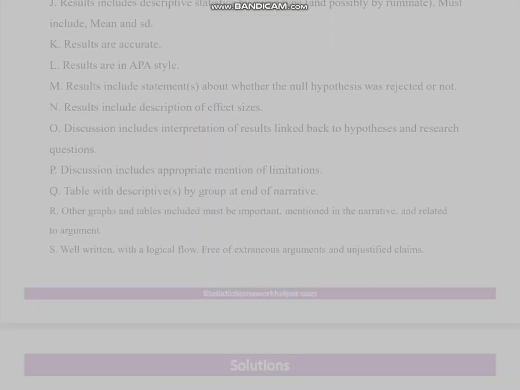I. Purpose of study contains type of analysis with justification. J. Results includes descriptive statistics by game type, and possibly by ruminate. Must include mean and SD. K. Results are accurate. L. Results are in APA style. M. Results include statements about whether the null hypothesis was rejected or not. N. Results include description of effect sizes.